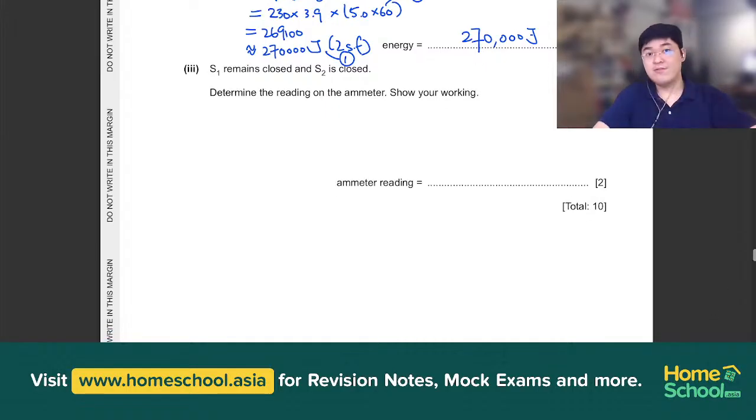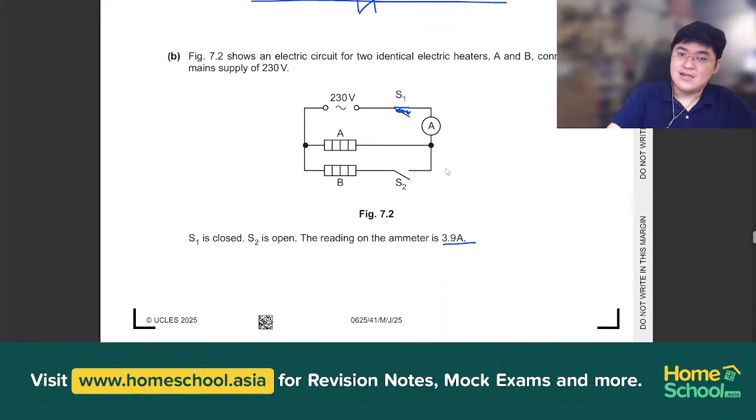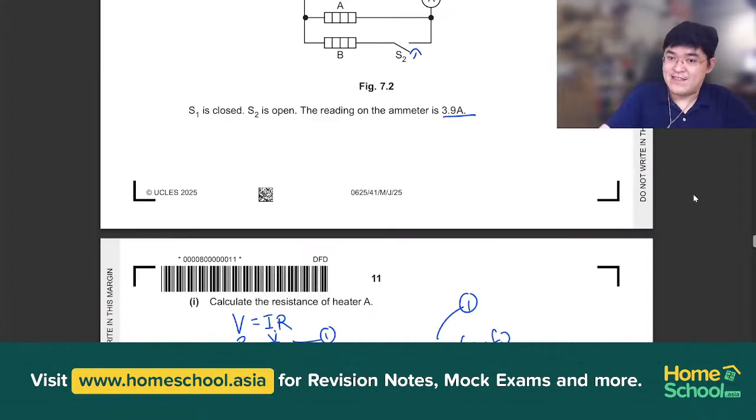Let's move on with part 3. In part 3, switch 1 is closed, and switch 2 is also closed. So we are to determine the reading on the ammeter and show your working. Now we close switch 2, so A and B are now connected in parallel.